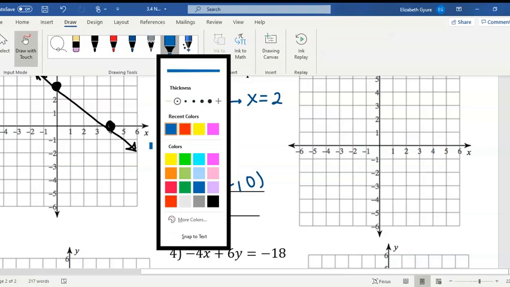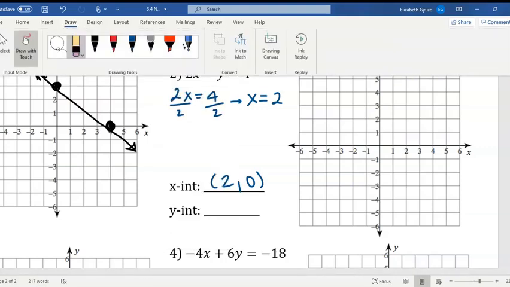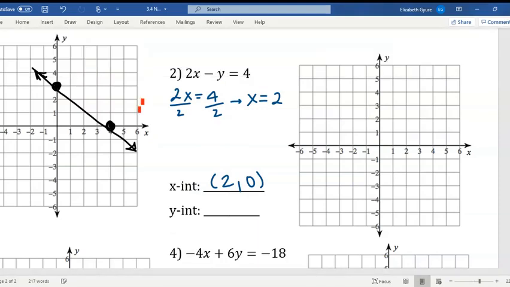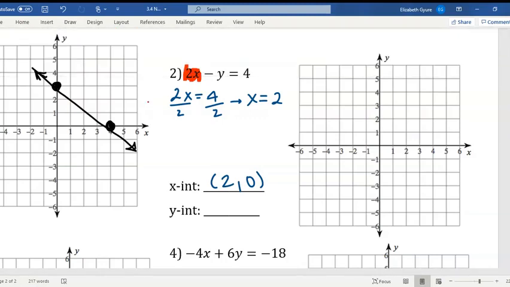Okay, so now let's do the next one. If we want to find y, what do we cover up? X. What should I write down if I've covered up x? I want you to be careful here. Pay attention. What exactly do I write down? No, I covered up x. What's my new equation, Jake?